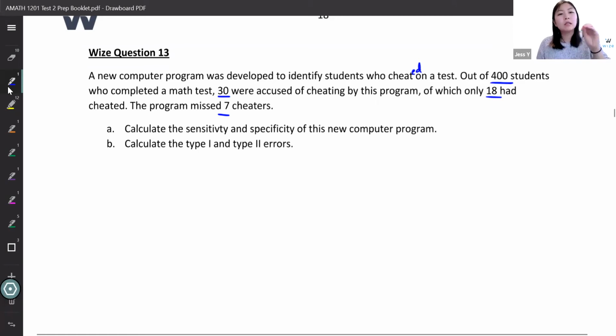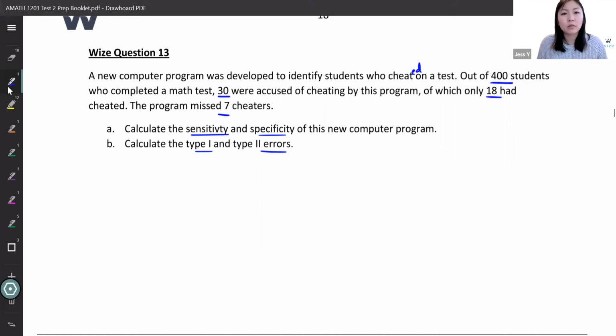When it comes to these kinds of questions where they ask about sensitivity, specificity, type 1, type 2, this is where, again, the probability table would really, really shine, okay? So that's why some of you guys are like, why is Jess so crazy with tables? Because it covers so many of the questions you guys need to know. So let's draw out the table here.